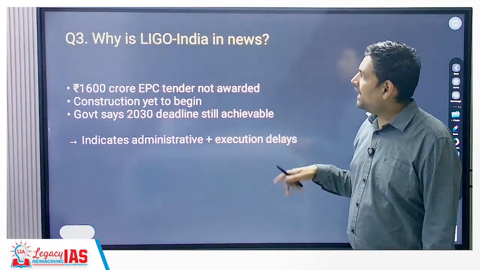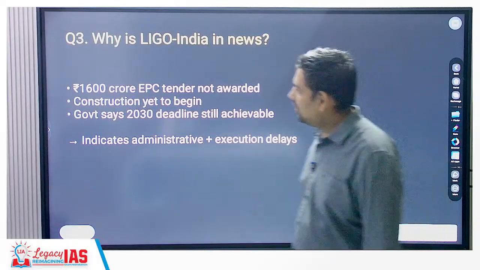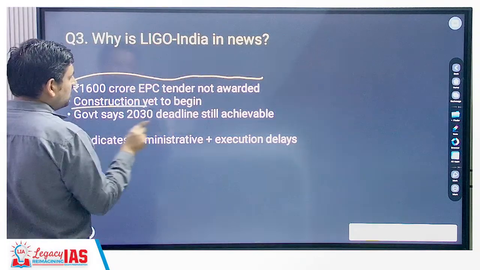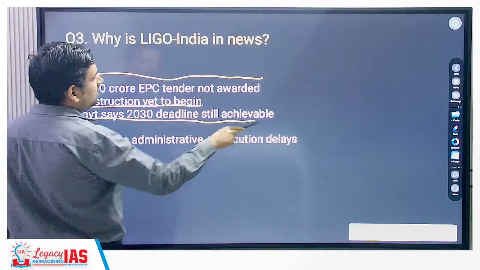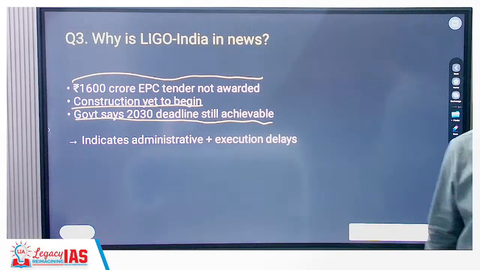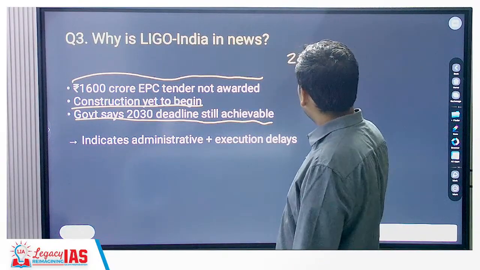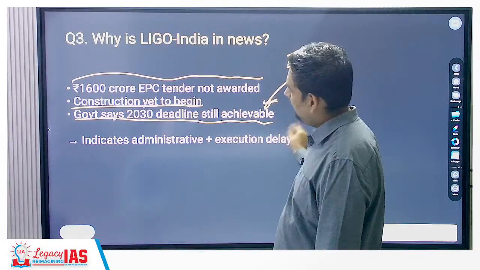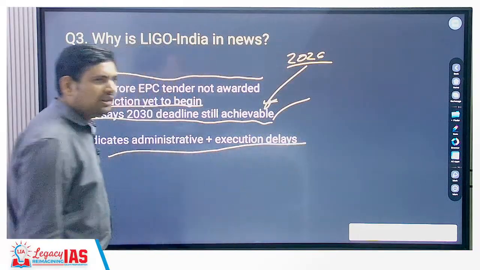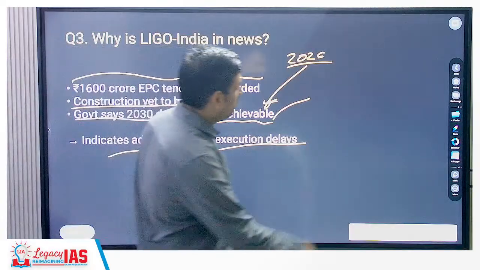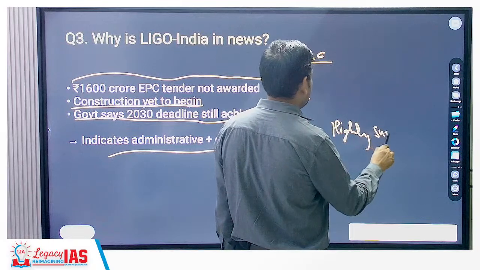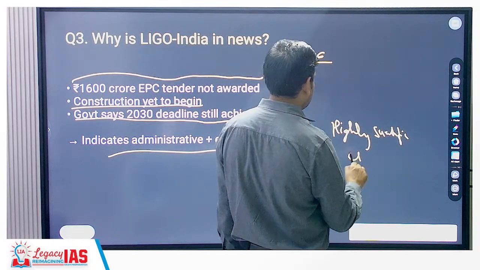Then why is LIGO India in the news? So why is it in the news? The 1600 crores EPC tender is not awarded, construction is yet to begin, and the government says the 2030 deadline is still achievable. So basically whatever allocation and everything had to be done has not been done till now. Right now we are in 2026, but the government is saying that by 2030 we will still get there. This actually indicates administrative and execution delays that are caused even in very highly scientific endeavors.